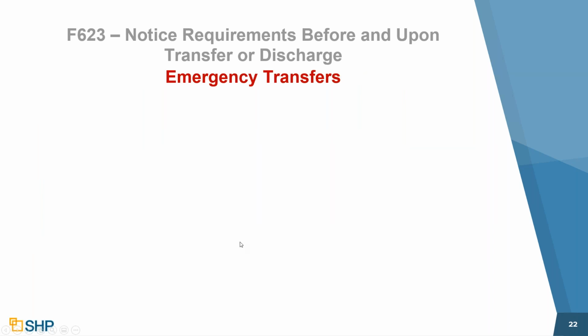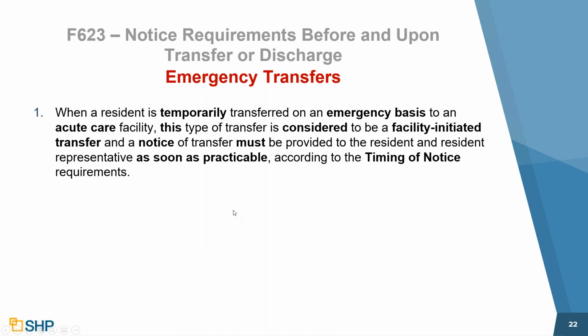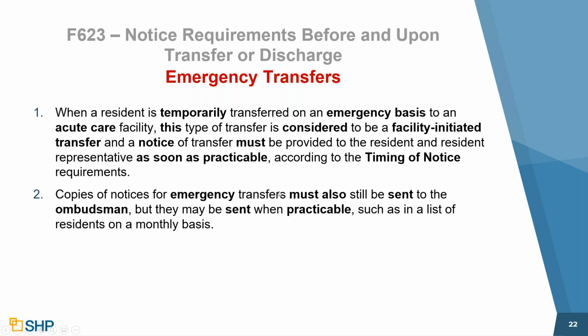So let's look at emergency transfers. When a resident is temporarily transferred on an emergency basis to an acute care facility, this is considered to be a facility-initiated transfer, and a notice of transfer must be provided to the resident and the representative as soon as practical, according to the timing of notice requirements. And we're going to look at these in the waivers. Some of this information has been waived. Copies of notices for emergency transfers must also be sent to the ombudsman, and that has been waived.